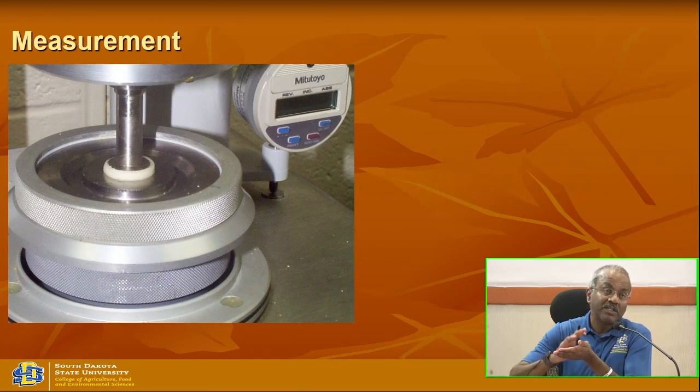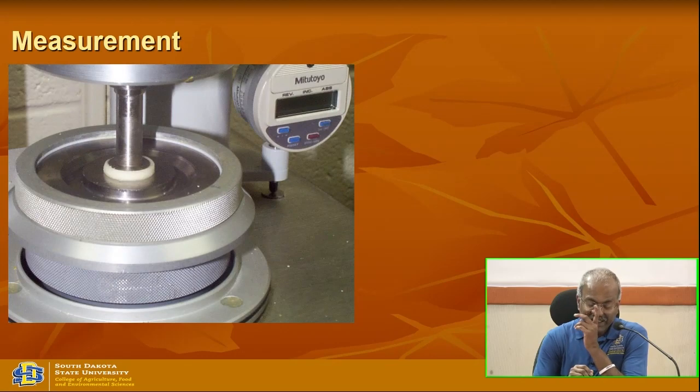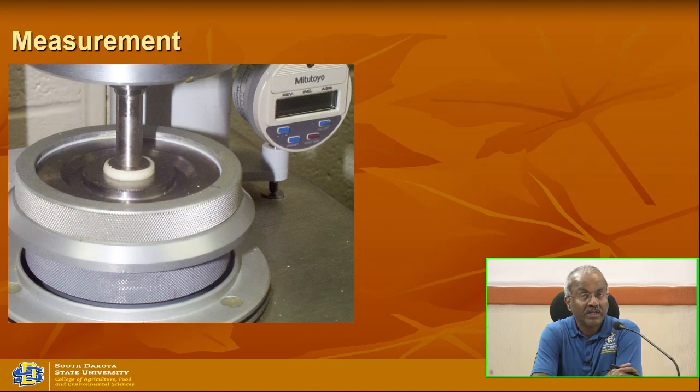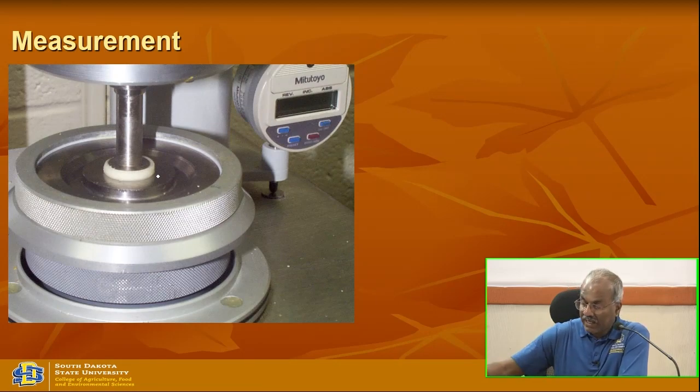You want to make sure that there is no slippage while you are doing the test. If you have a slippage in your test, then the results you get won't be accurate. You won't be able to reproduce those results. So that's one of the drawbacks you get in the dynamic test. A lot of times slippage is a main problem in the dynamic test.